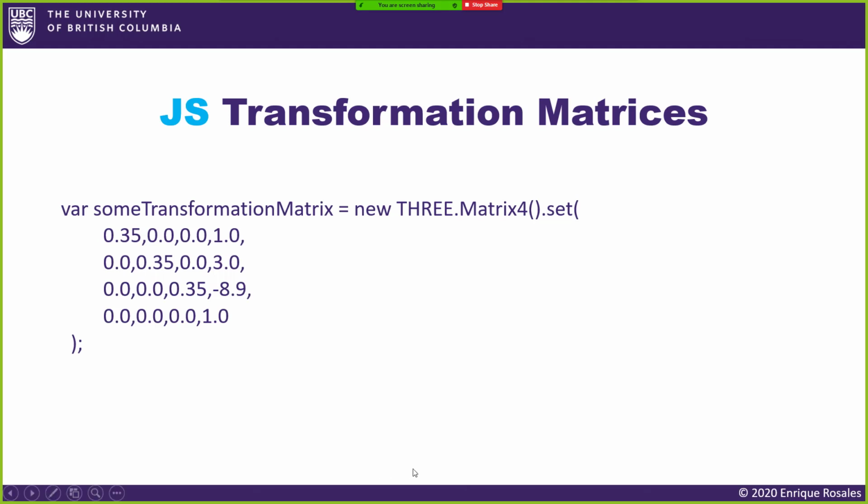Is it rotating? Scaling? Yes. Scale and translate. Scale plus translate, because these values here are basically representing the translation, right? So if you don't have any translation, this should be 0, 0, 0, and 1, right? So yeah, this is scaling plus translation.